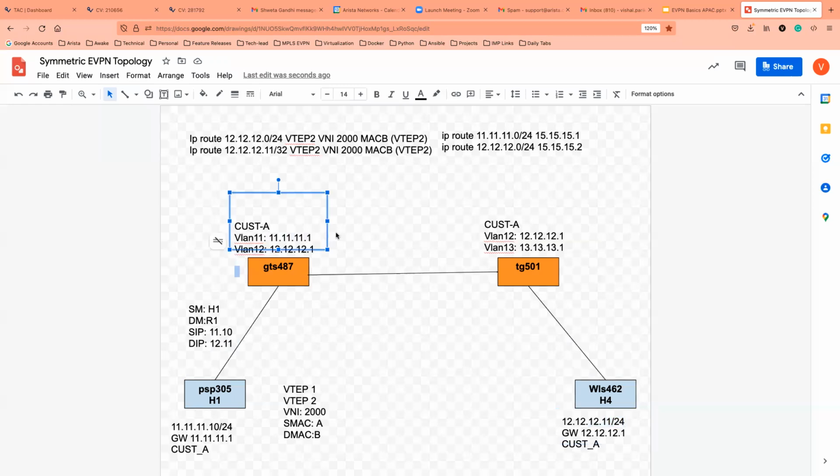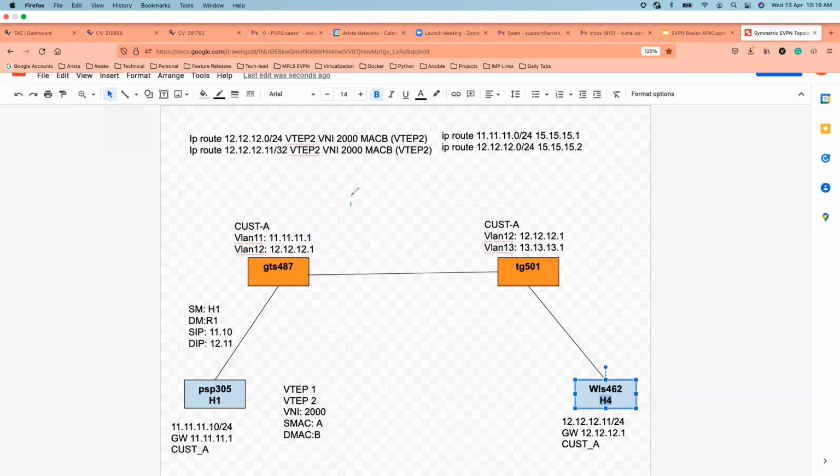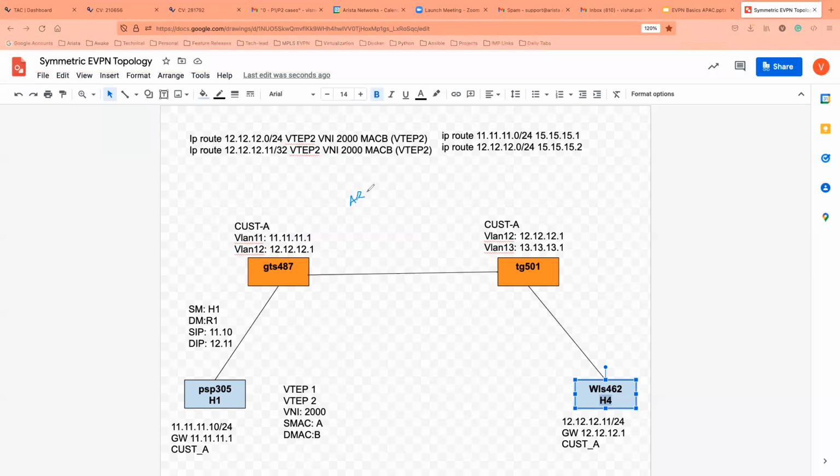So what you will do is check the ARP table: hey, 12.11, what is the MAC address? Because I want to send the packet to this host, right? And based on the ARP table, you know that the MAC is H4. Okay, so ARP is there. So basically you have ARP learned here for 12.11, and the MAC is H4. Okay.